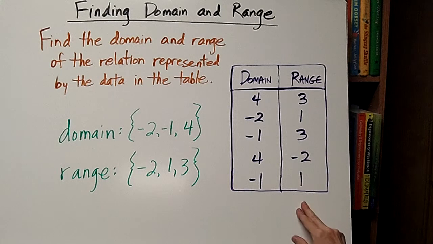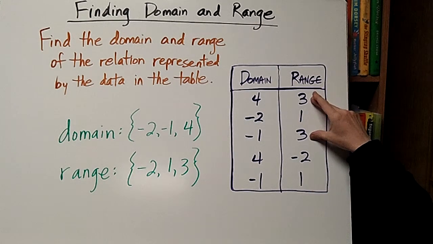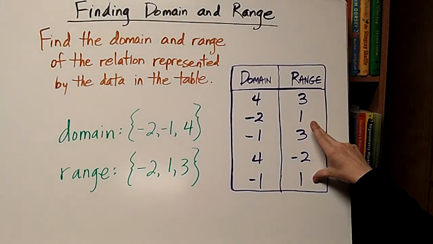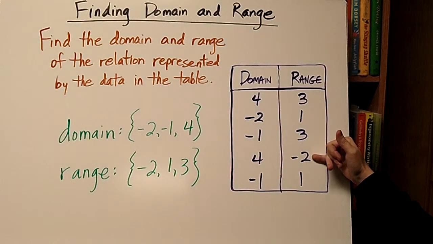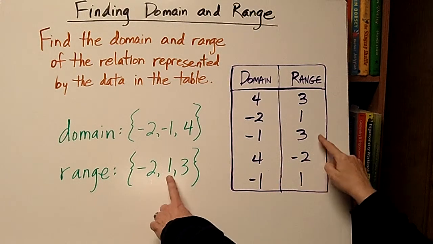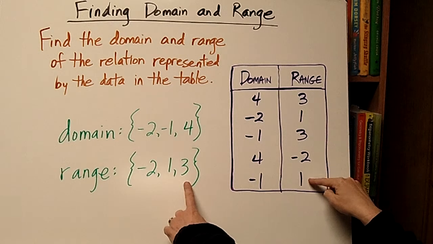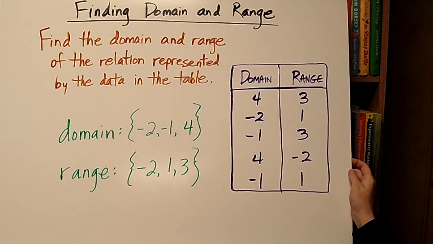Do the same for the range. In this one you have 2 3s and 2 +1s. Therefore, again, you'll start with this -2, +1, comma, 3. And that gives you your range for this and domain for this table.